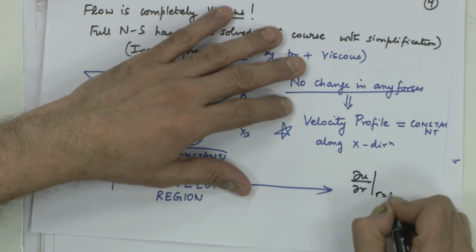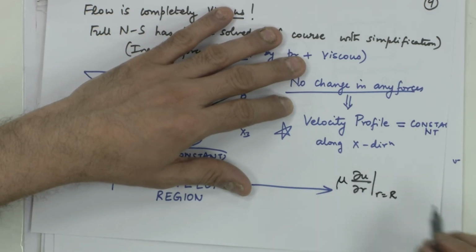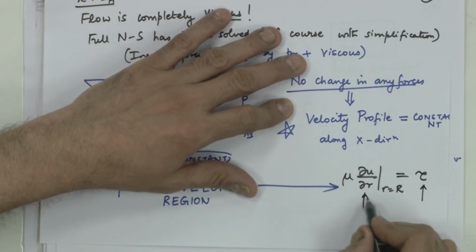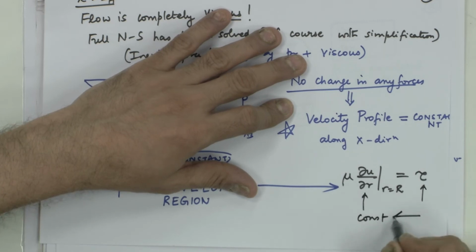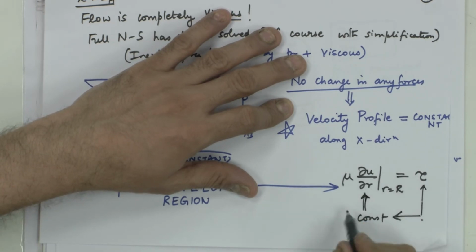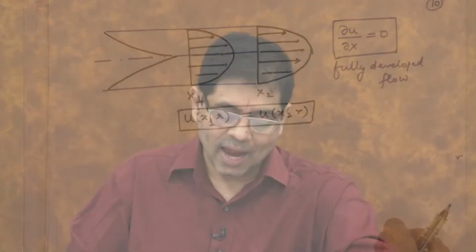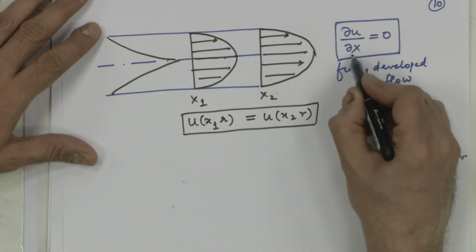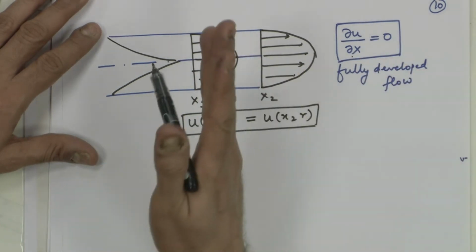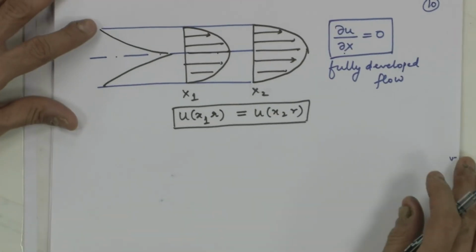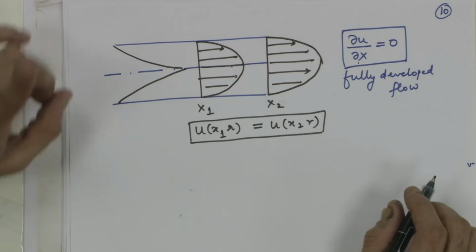What is the gradient? du by dr at r equal to capital R, mu du by dr at r equal to capital R. This is shear stress. If this is constant, that means this is constant, correct? This is constant, then this is constant, which means the profile is identical. That means profile at every location is identical. That means du by dx, please remember, du by dx along the flow direction is 0. That is the mathematical representation of fully developed flow.